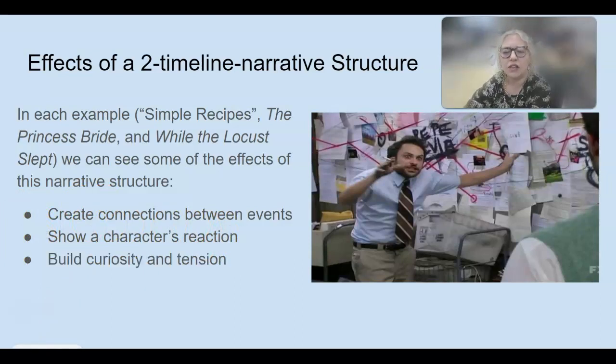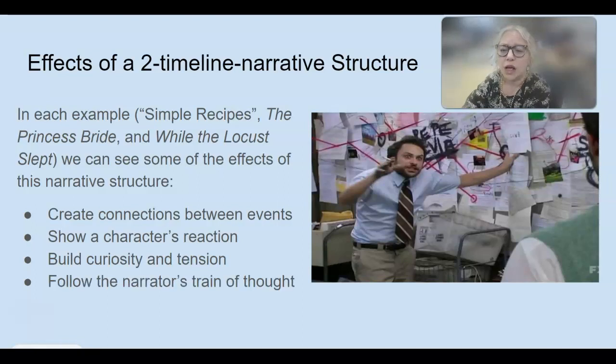It also builds curiosity and tension for the reader, because we're wanting to know what has led Peter to be the person that he is at age 15. And how did he survive all of these traumatic experiences? It also helps us follow the narrator's train of thought so we can understand what he is thinking and why. So those are some good effects of a two-timeline narrative structure.